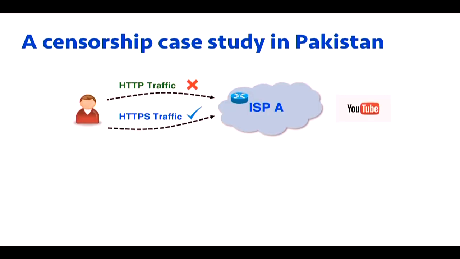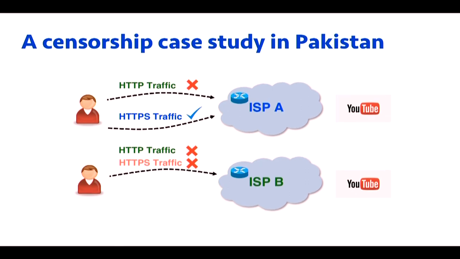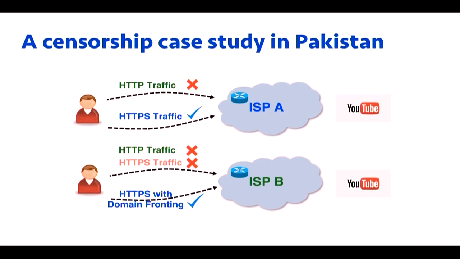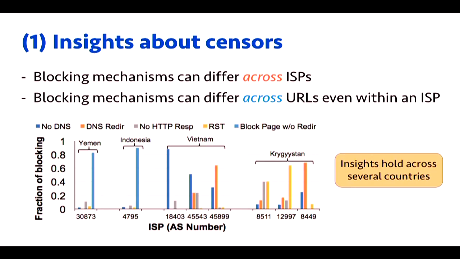So ISP A was blocking YouTube traffic, was only blocking HTTP traffic, but was letting go HTTPS traffic. And ISP B was blocking both HTTP and HTTPS traffic, and you could bypass that by using domain fronting. So the insight that we gathered about the censors was that the blocking mechanisms used by censors can actually differ across ISPs, and these blocking mechanisms can also differ across URLs even within an ISP.